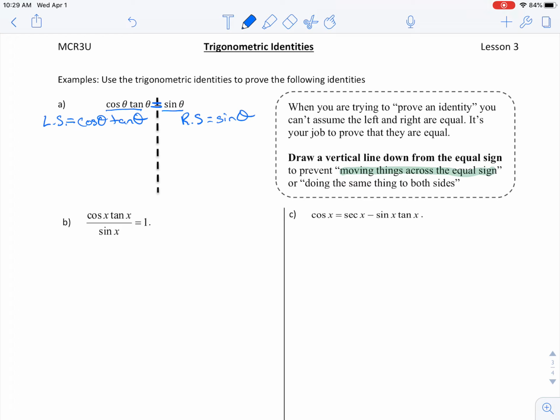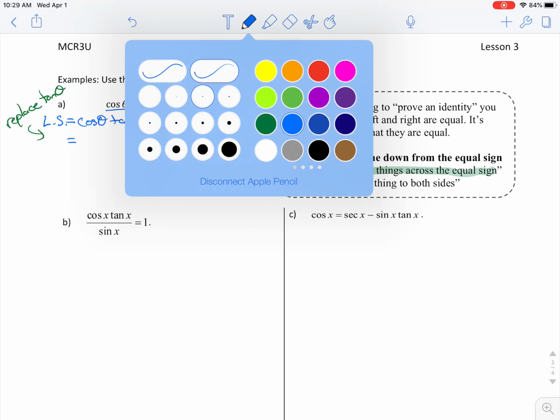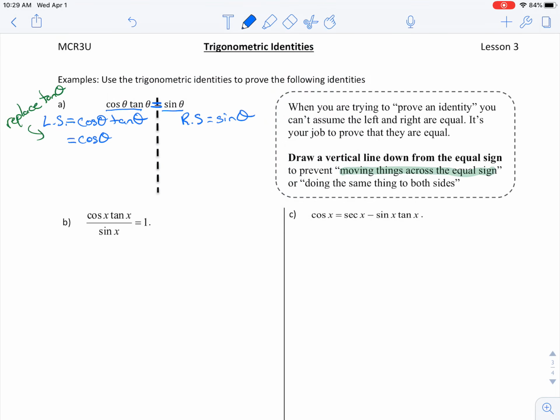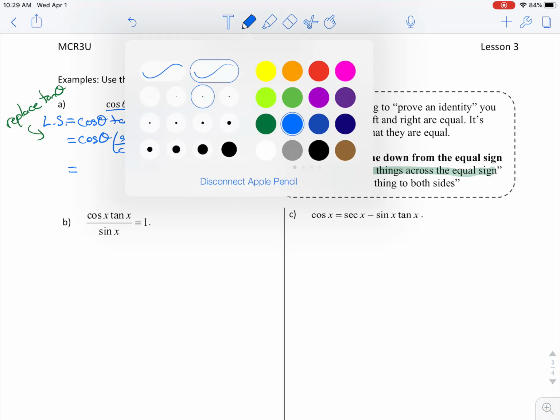So that's step one. The second step, and it's always going to be different depending on what you have in your equation, is to look for things that you can replace. So I'm going to replace tan. I'm going to take away tan, and I'm going to write what tan is equal to. Tan is equal to sine theta over cosine theta, like that. Now I have something that's different that generally is going to allow me to simplify.